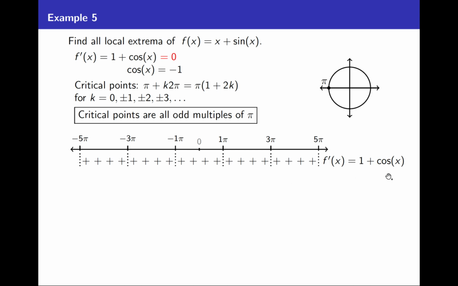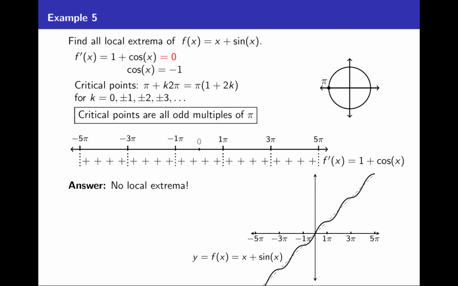So we have here a situation in which the derivative never changes sign. At each critical point, it's positive on either side. So the first derivative test says that there are no extrema, no local extrema at all. So what's going on here? What does this function look like?